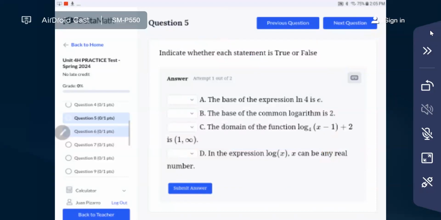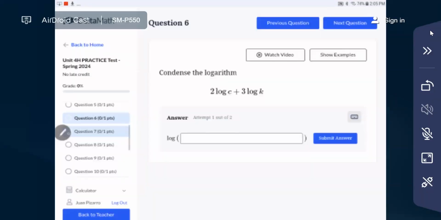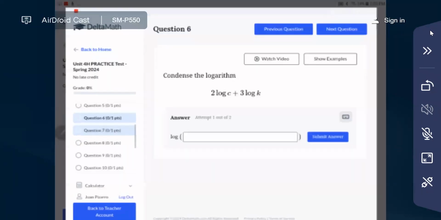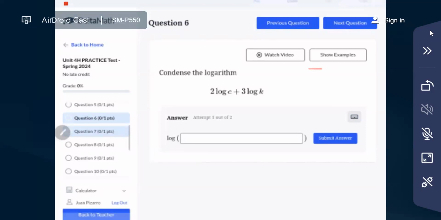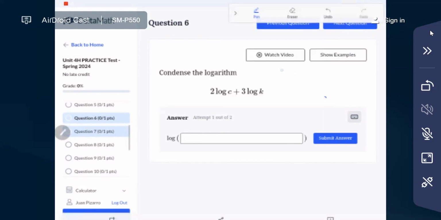All right, let's move on to number 6. We want to condense this logarithm. In general, we have 3 rules about logarithms. I'll just write them really quickly here. One is that, and these go both ways.